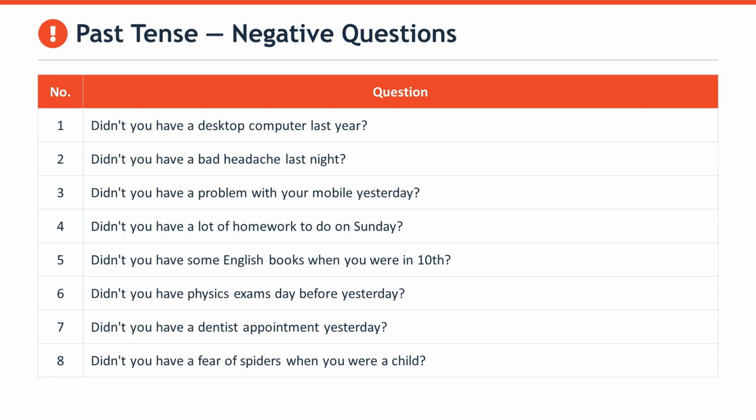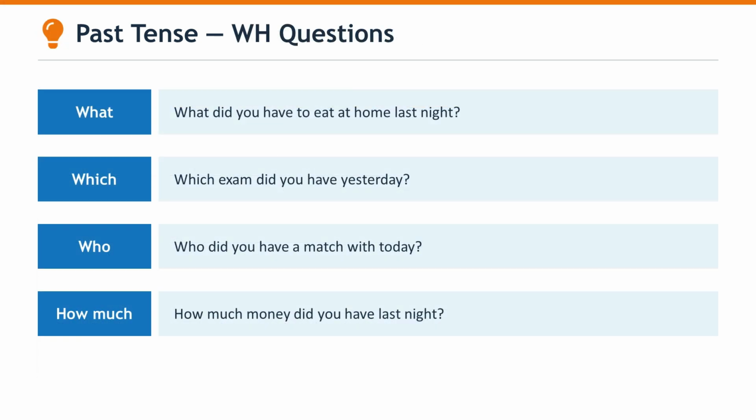Number 7. Didn't you have a dentist appointment yesterday? Number 8. Didn't you have a fear of spiders when you were a child? These negative questions are used when we are surprised or when we expect the answer to be yes. Now let us look at WH questions in the past tense. The pattern is similar to the present tense, but we use did instead of do. The first question.